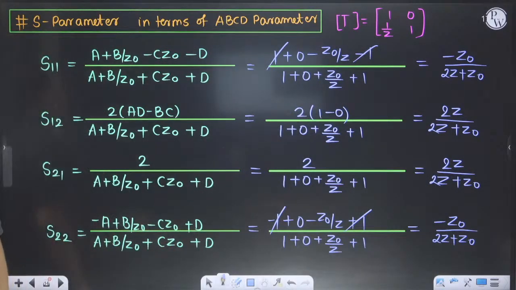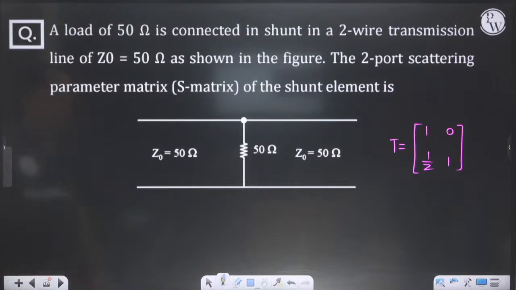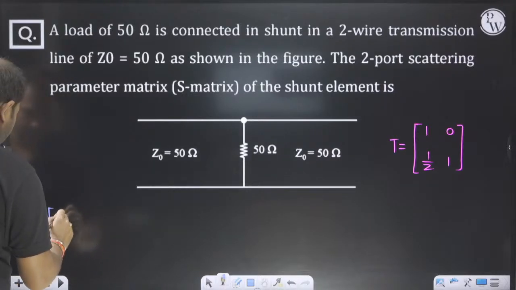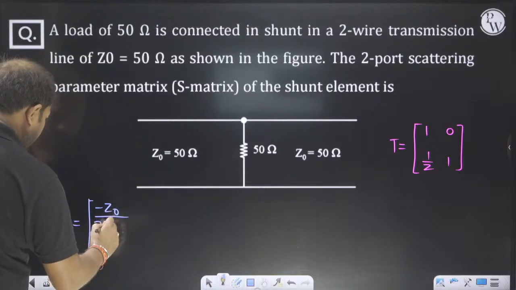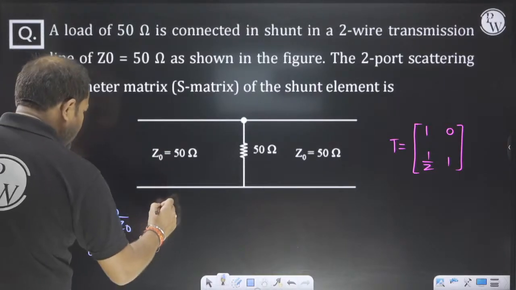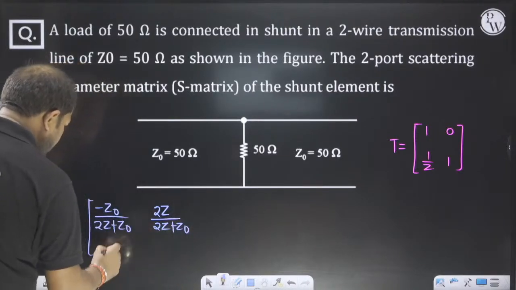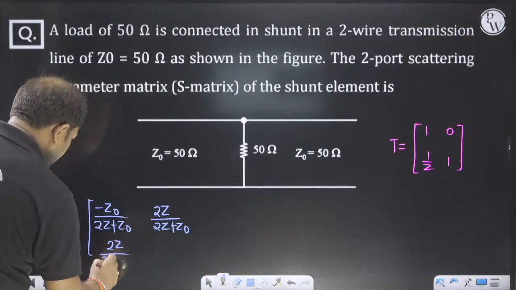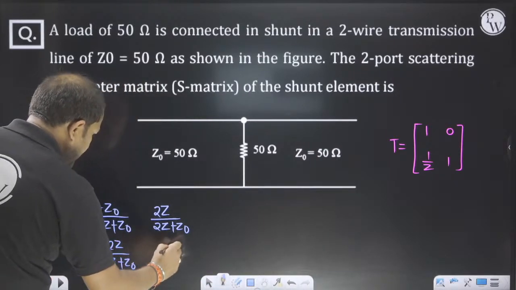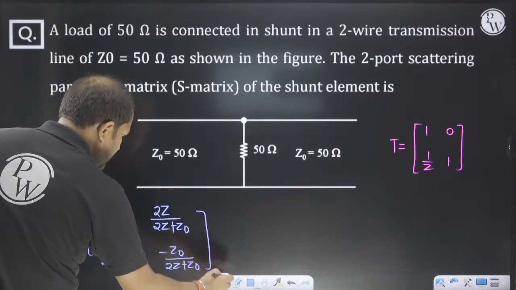So we have calculated the S parameter for this network. So our S parameter will be minus Z0 over 2Z plus Z0, and the second is 2Z over 2Z plus Z0, the third is 2Z divided by 2Z plus Z0, and minus Z0 over 2Z plus Z0.